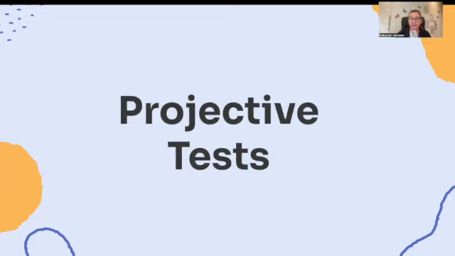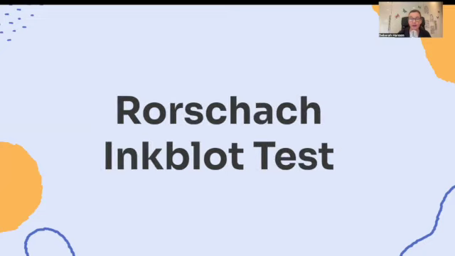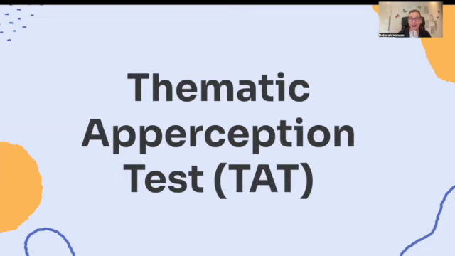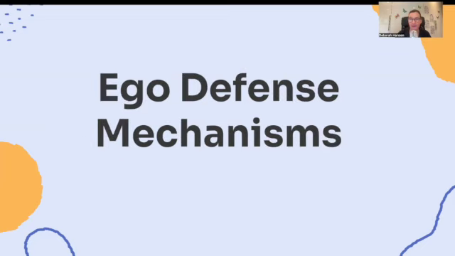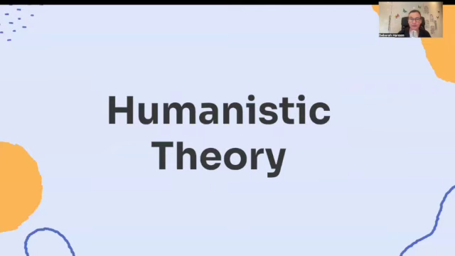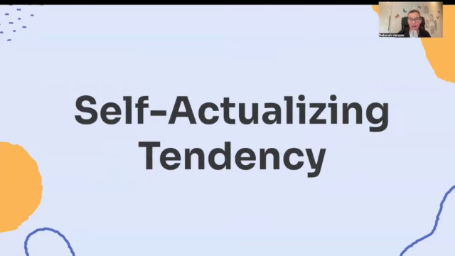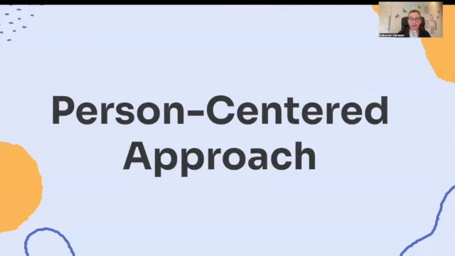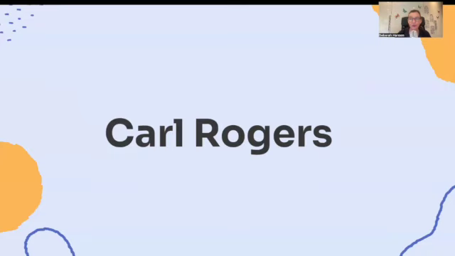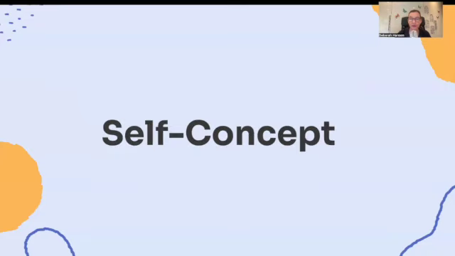projective tests, Rorschach Inkblot test, Thematic Apperception test, ego defense mechanisms, humanistic theory, unconditional positive regard, self-actualizing tendency, person-centered approach, Carl Rogers, self-concept.